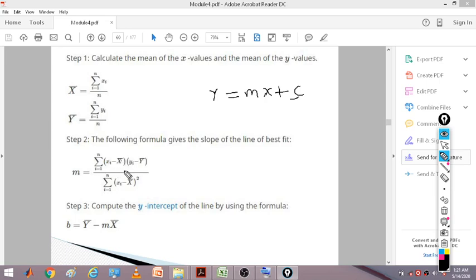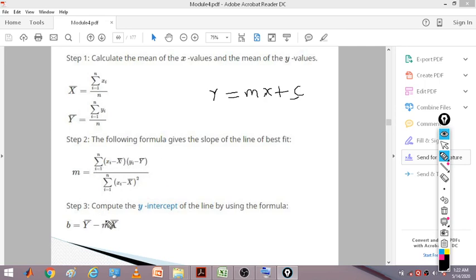This is to be done for all the training examples from 1 to n. Then we divide by the summation from i equal to 1 to n of (xi minus x bar) whole squared, again for all training examples. Then we can find the slope m of the straight line.